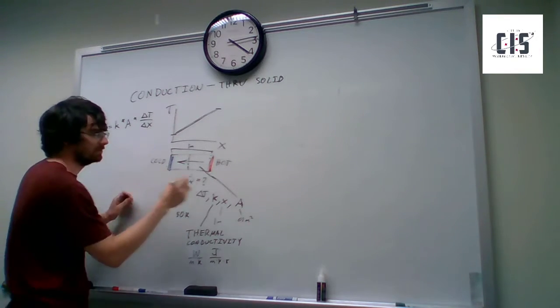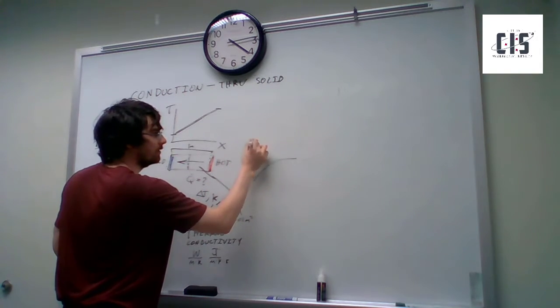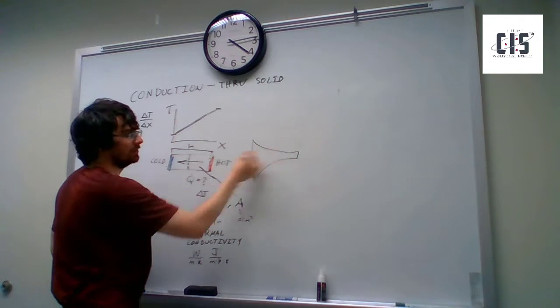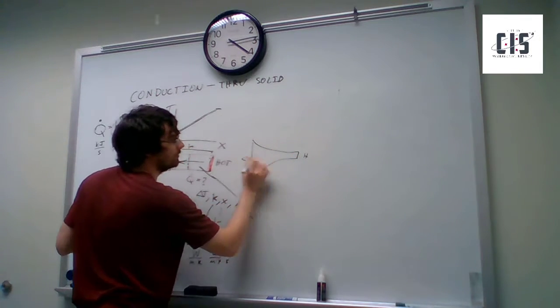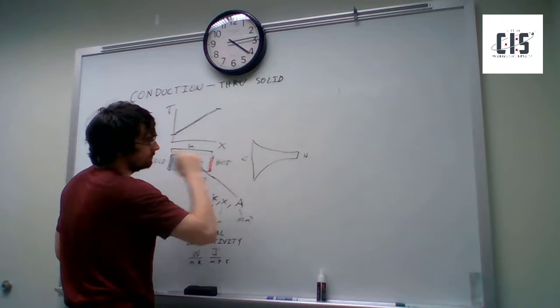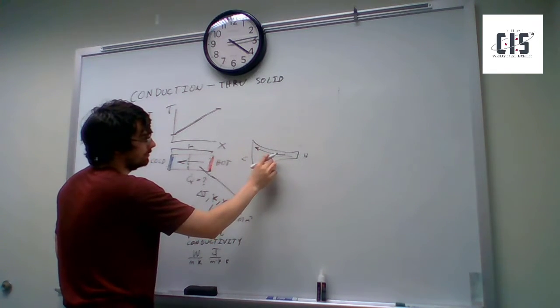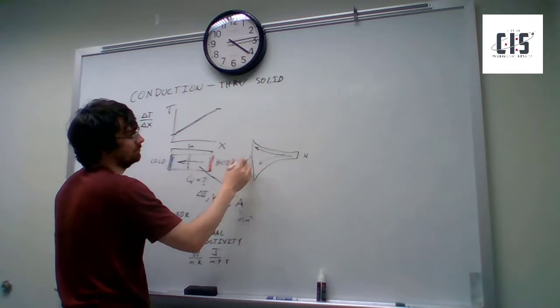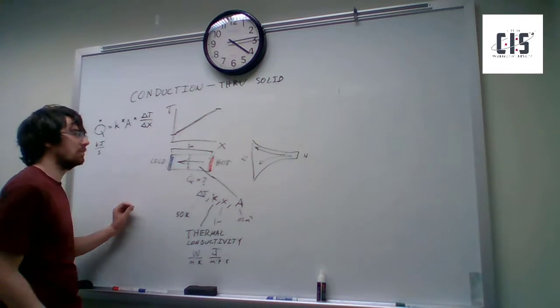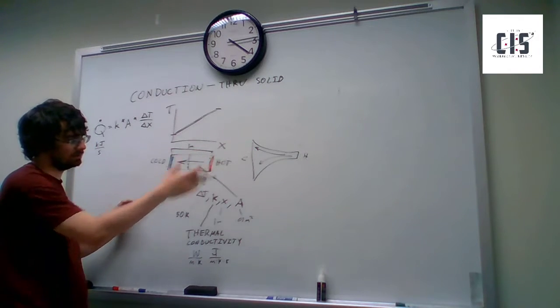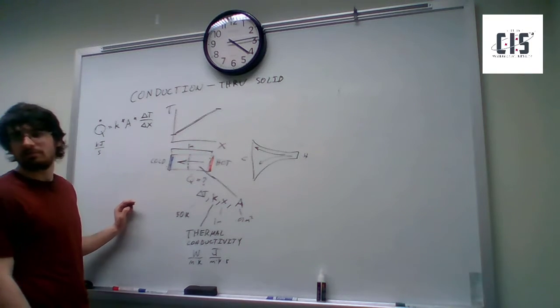If, for example, the shape looked more like this, then you could not assume constant area. You have to vary that with whatever shape you're working with. So heat is going to be able to move faster through here because the area is increasing. And you could calculate this, but you'd need some calculus, basically. Gotcha.